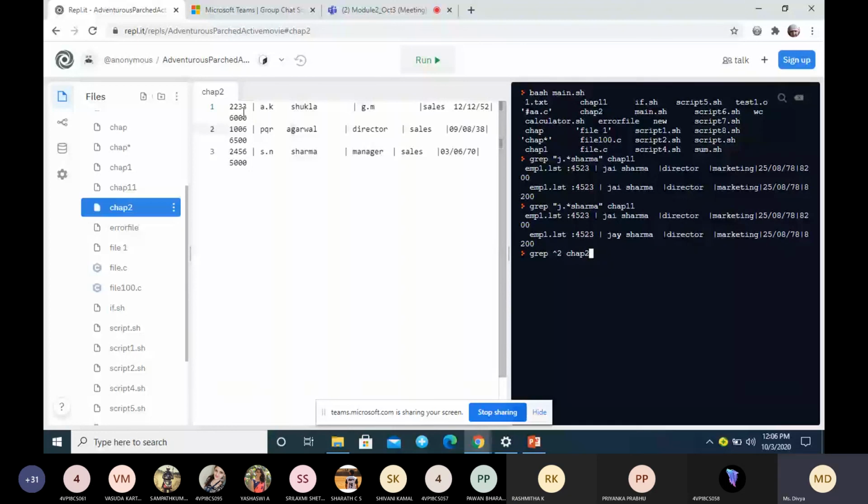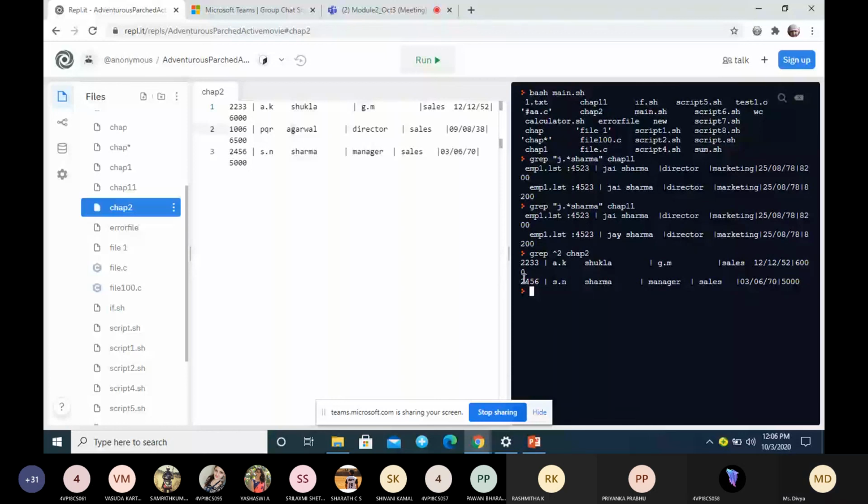Similarly, if you see this, this is not matching because it is beginning with 1. Correct. Similarly, the third one, if you see, it is beginning with 2. So we have 2, 4, 5, 6. It is beginning with 2. So execute this. We are getting two lines. Both the lines are beginning with 2.